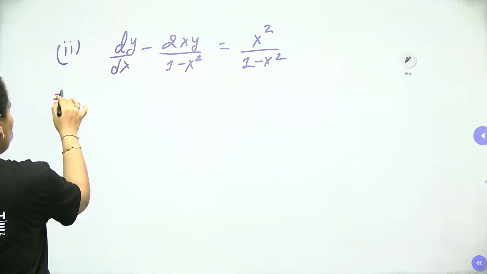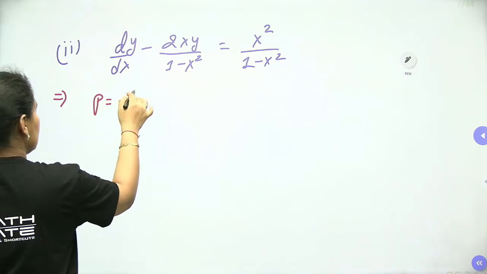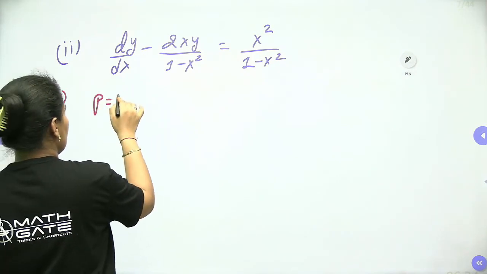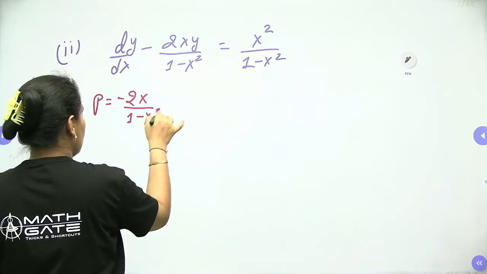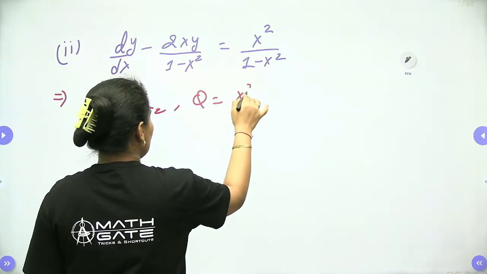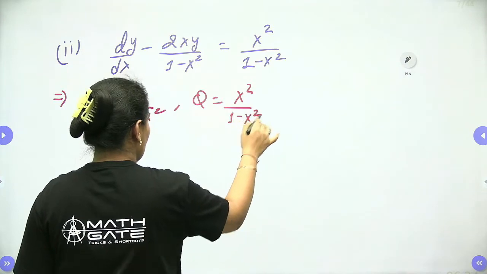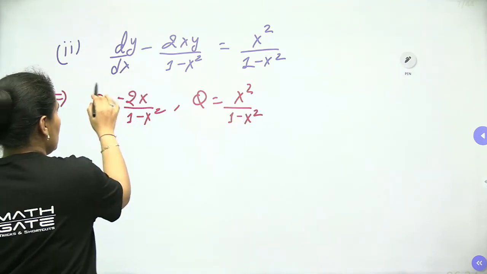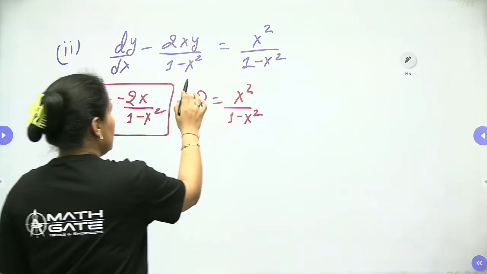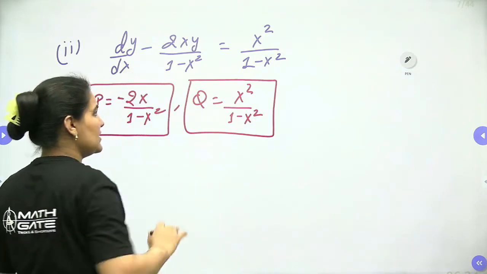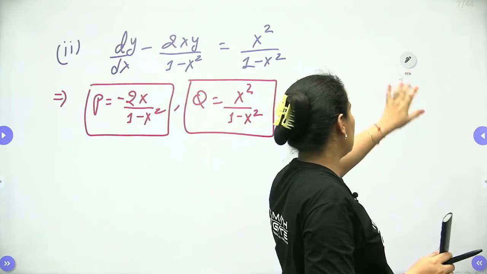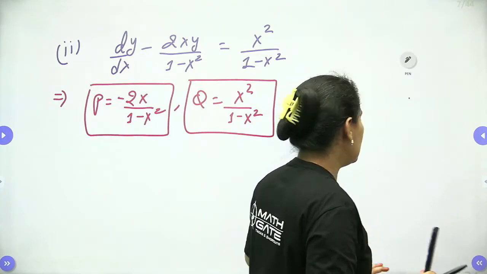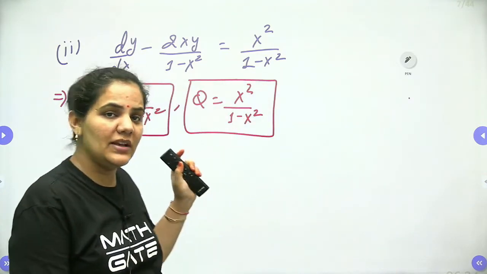So when we approach it here, P is equal to minus 2x divided by 1 minus x square, and Q will be x square by 1 minus x square, right? So we have both P and Q. First of all, we have to observe P and Q from the given differential equation. As of now we have both P and Q.